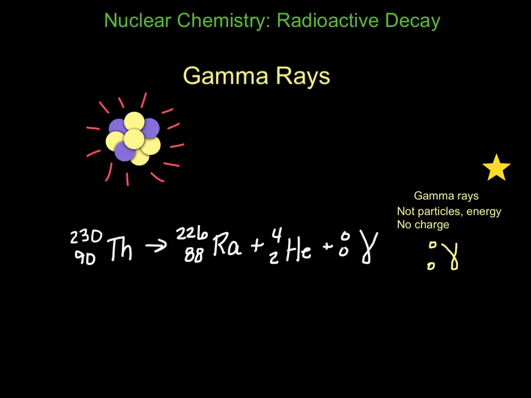We can either emit subatomic particles or light rays or energy or photons, or both. And in this case, we are emitting both an alpha particle and gamma rays through radioactive decay.